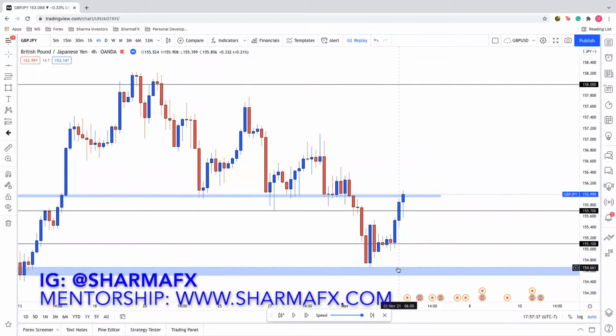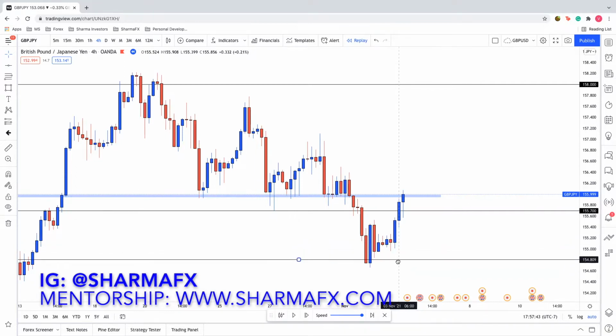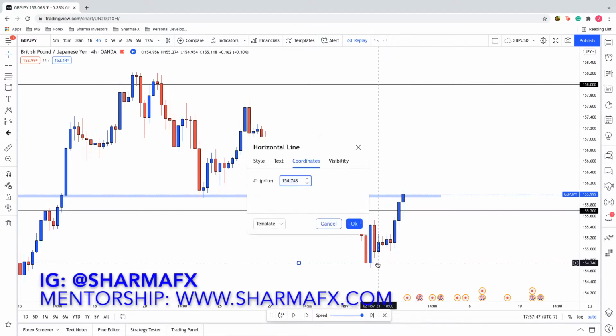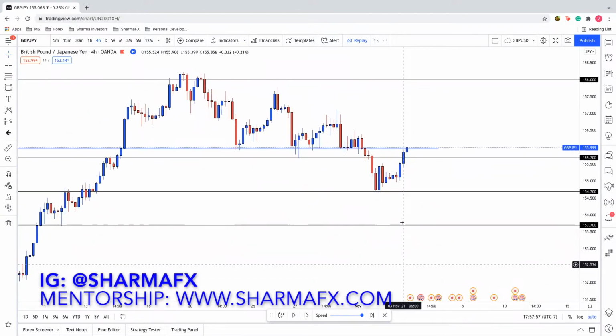So if I'm dropping down to the 4-hour time frame, I know that 155.100 area is very important on the daily time frame, but I'm going to adjust this down to that 4-hour support that's being formed here. So let's say 154.700. Now as long as price continues pushing down, then we can look for potential sell opportunities.